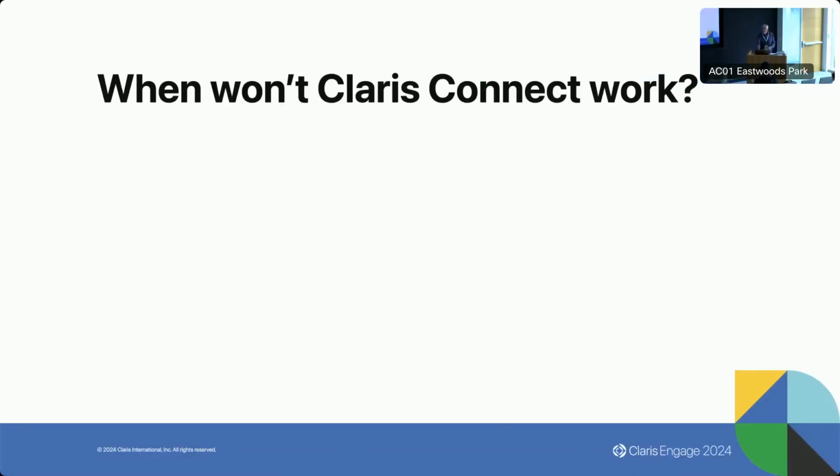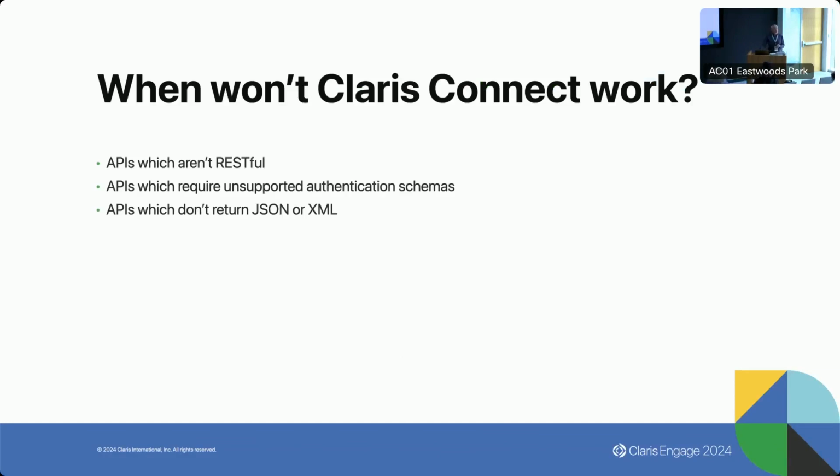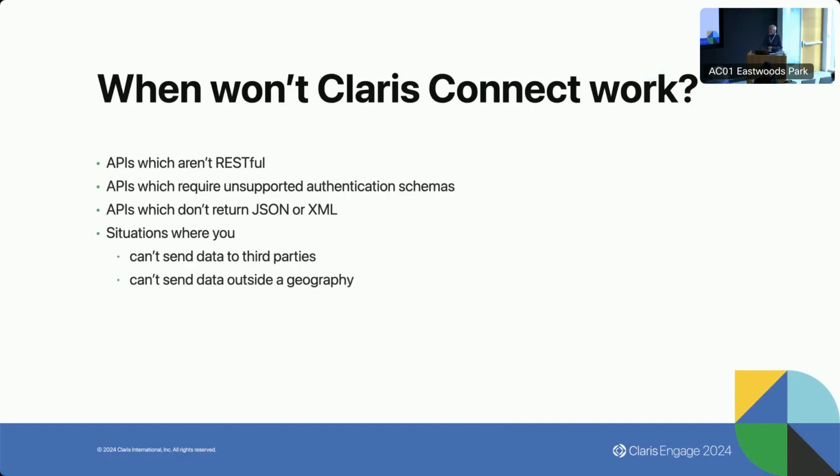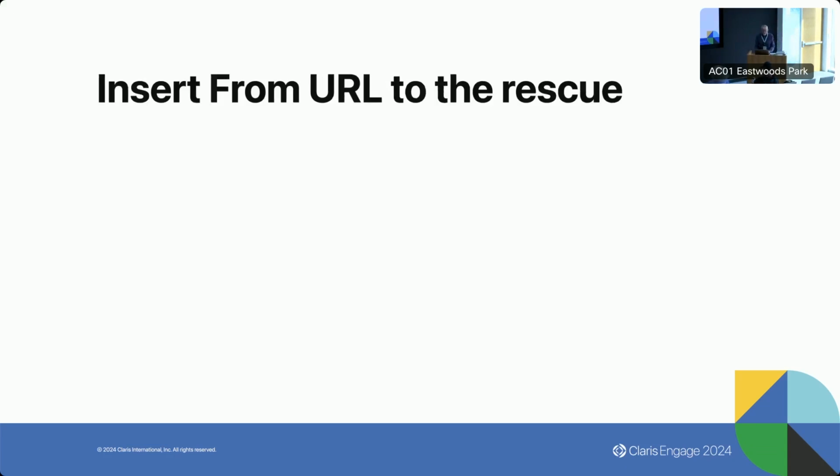When won't Claris Connect work? Claris Connect won't work with APIs which aren't RESTful. It won't work with APIs which use unsupported authentication schemas and APIs that don't return JSON or XML. Situations where you can't send data to third parties, can't send data outside of a geography, or are making tens of thousands of calls are probably times when you wouldn't want to consider using Claris Connect.